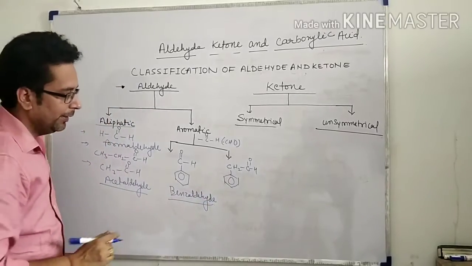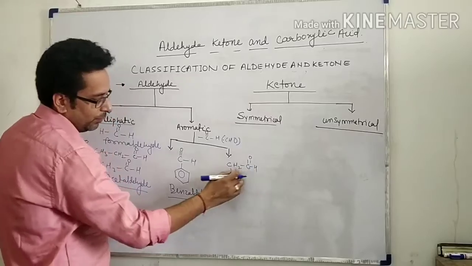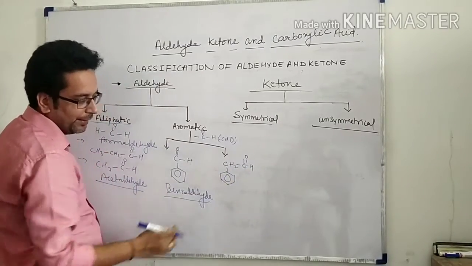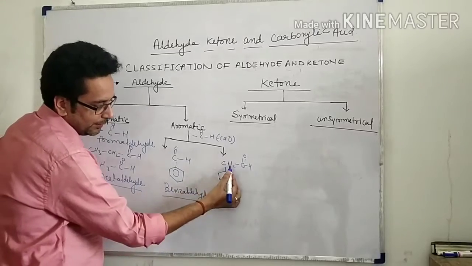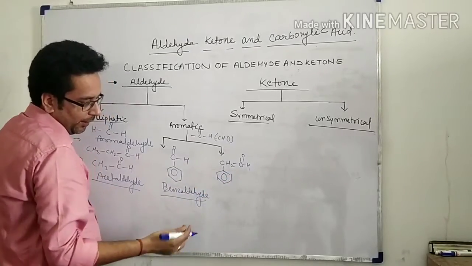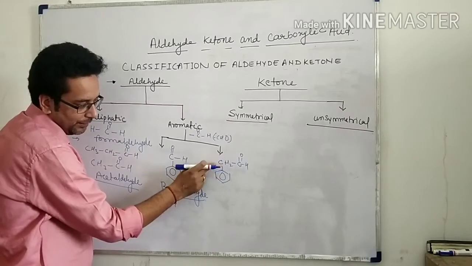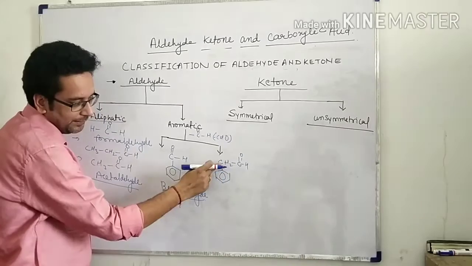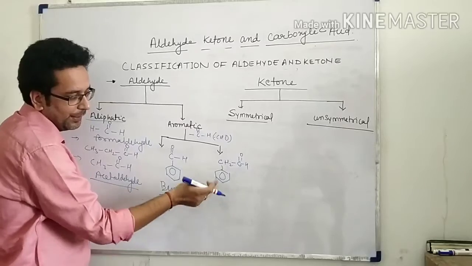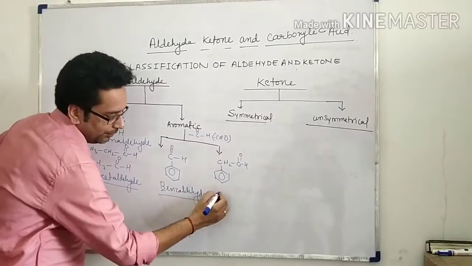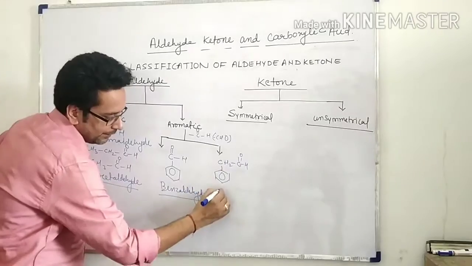Now look here, what is the name of this compound? This group is known as phenyl. Look here, CH2CHO. This phenyl group is attached with this CH2. First it is CH3CHO, then one hydrogen is replaced by this phenyl group. So the name is phenyl acetaldehyde.